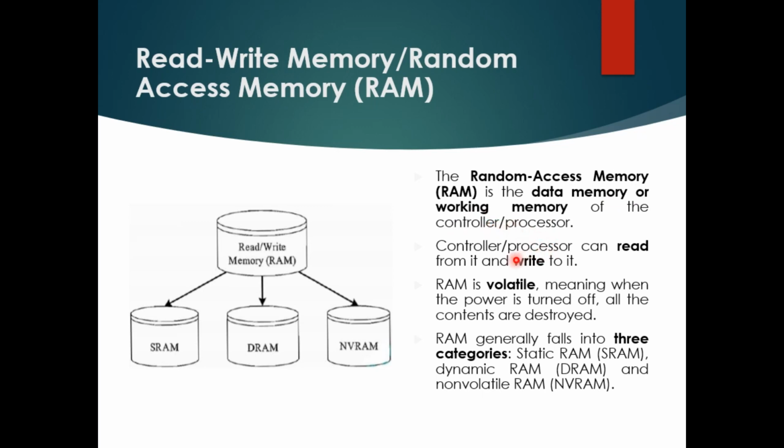That directly tells you that the controller used in the system can read this memory or write to this memory. But one important point here is that it's a volatile memory. What does it mean? Volatile memory means when the power is turned off, all the contents, whatever information you stored in this memory during working, will be destroyed, will be lost. So data memory or read-write memory can be used to work on when the power is on.